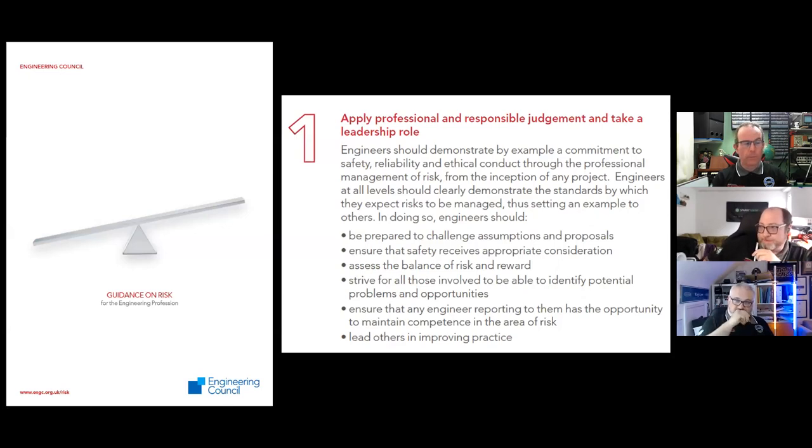So, just very quickly, I'm going to skim through these. You can pause these if you're watching on YouTube. Apply professional and responsible judgment. Engineers should demonstrate by example a commitment to safety, reliability, and ethical conduct, hence the statement of ethical principles. Through professional management of risk from inception of any project, that can include EICRs. Engineers at all levels should clearly demonstrate the standards which they expect risk to be managed, 7671 in this case, thus setting an example. Engineers should be prepared to challenge assumptions and proposals.